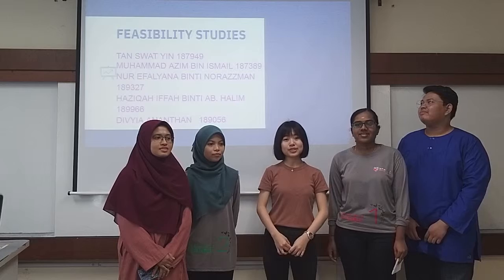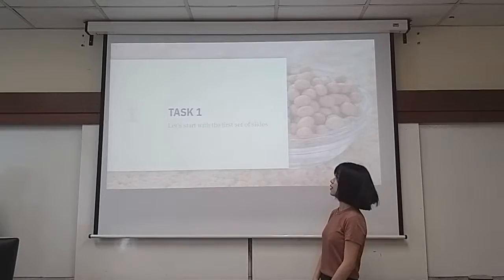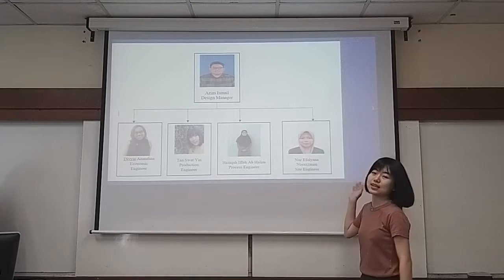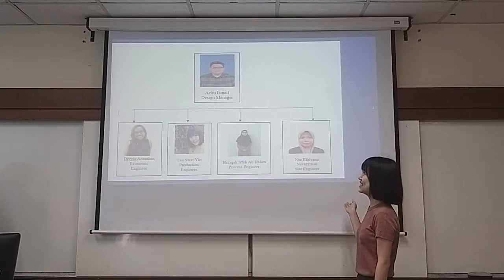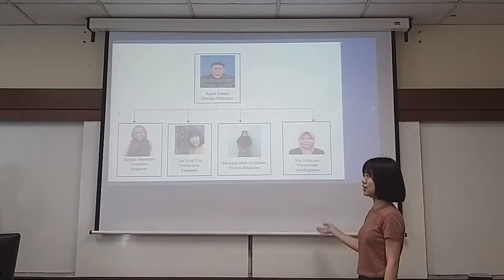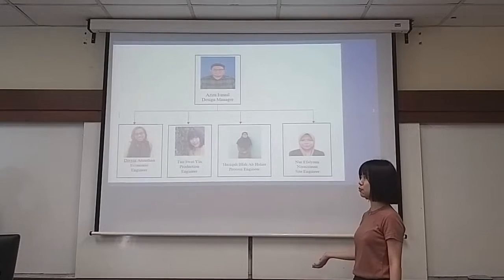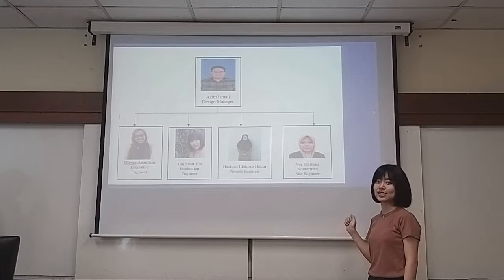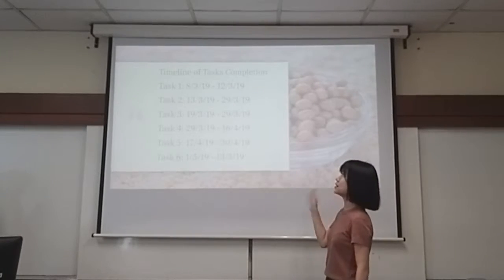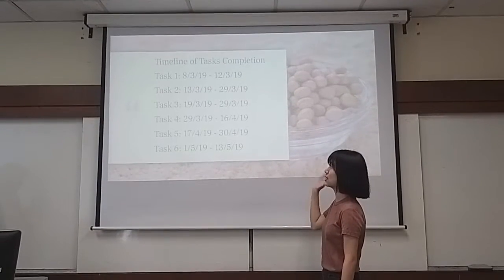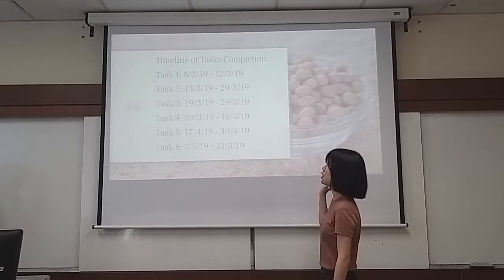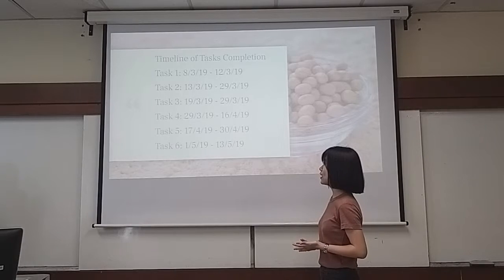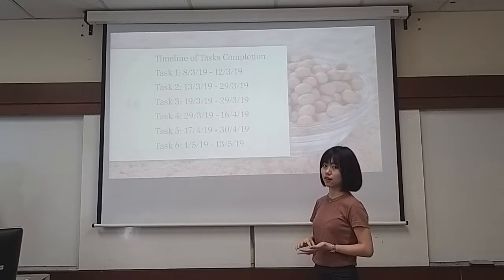Okay, let us present our task 1. This is our organizational chart. Azim is the design manager, Divya is the economic engineer, I am the production engineer, Ifa is the process engineer, and Ifa is also the site engineer. This is our timeline for task 1 and task 2. You can see the dates: task 1 starts on the 8th of March, and task 6 ends on the 13th of May.